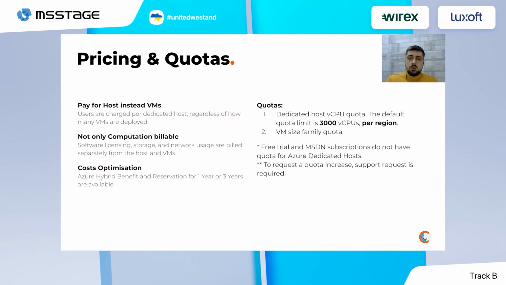And we're just talking about the Azure Dedicated Host itself. You can create any infrastructure setup for your company or project, but please don't forget that we have some quotas and limitations on the CPUs. We are limited on the amount of virtual CPUs per region and per virtual machine size family. You can also increase this quota by creating a simple support ticket to Microsoft.